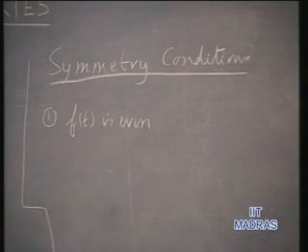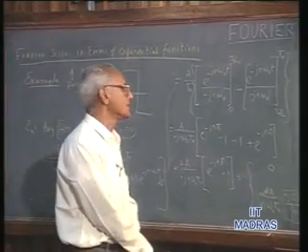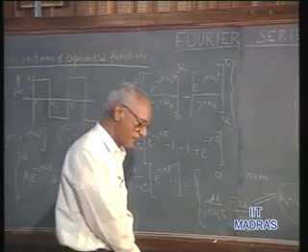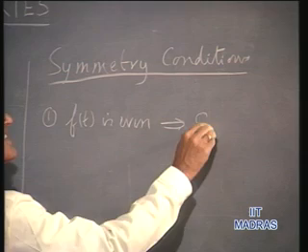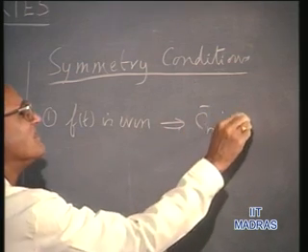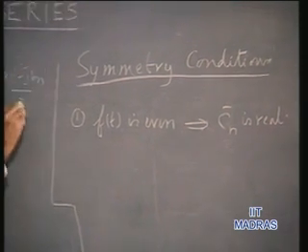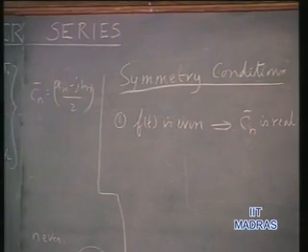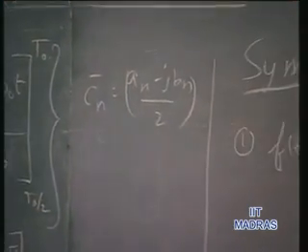If f of t is even, we said that only the cosine terms are present, that is, the an terms are present, not the bn terms. Since we know that Cn is an minus jbn by 2, if f of t is even, it means that Cn is real, because Cn is an minus jbn upon 2. So if bn is absent, then Cn is purely real. The angle associated with the complex number is 0.